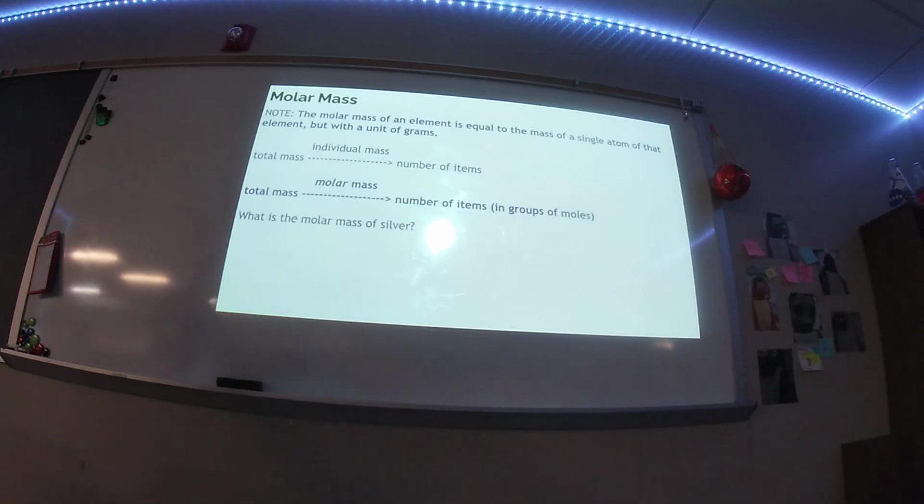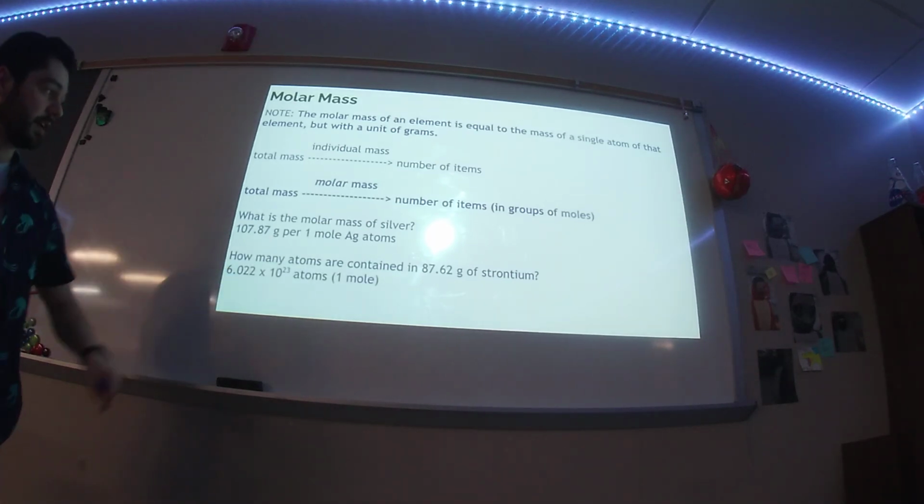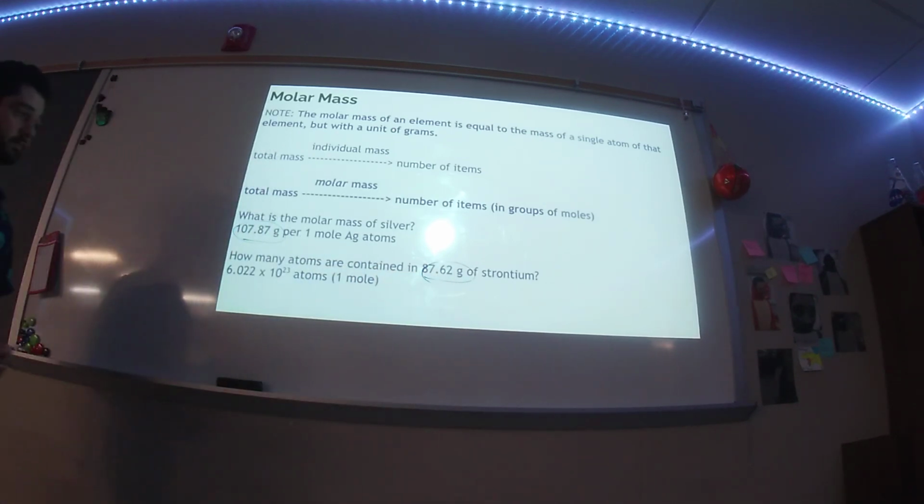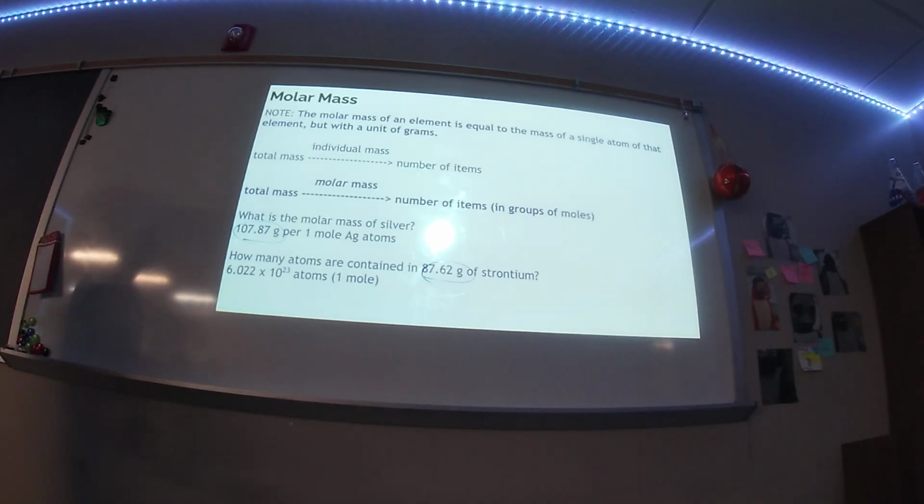Okay? So the molar mass of silver would be 107.87 grams per mole. Okay, if I had 87.62 grams of strontium, I look on the periodic table, I see that's what that mass is, I have 1 mole. Okay, so we would say that these are the molar masses of those elements. Kind of make sense? I'm saying the same thing over and over again in different ways, but I'm just trying to let it sink in.